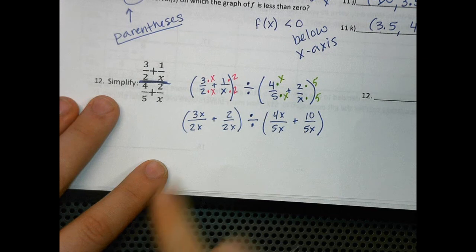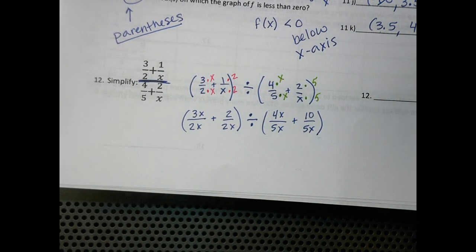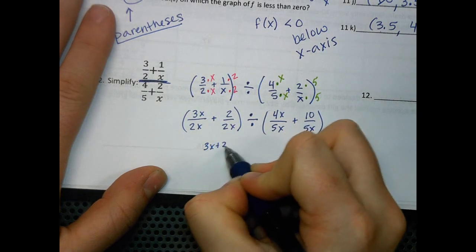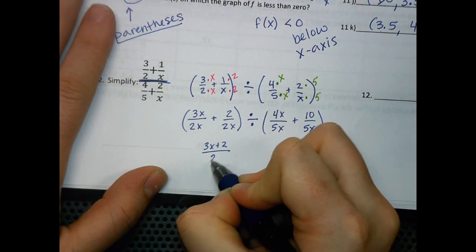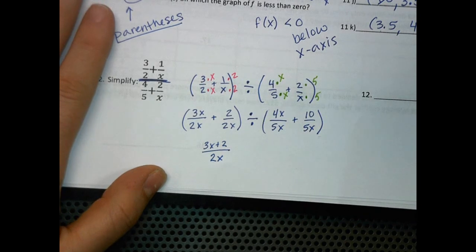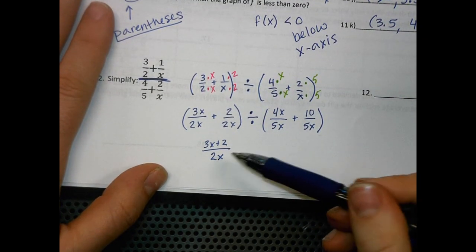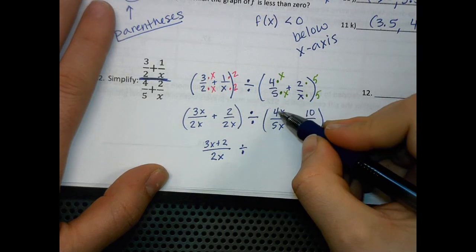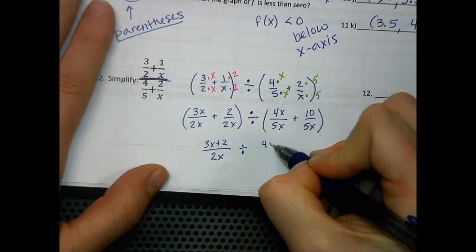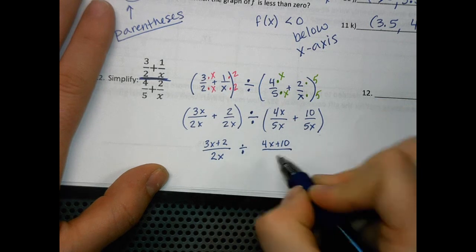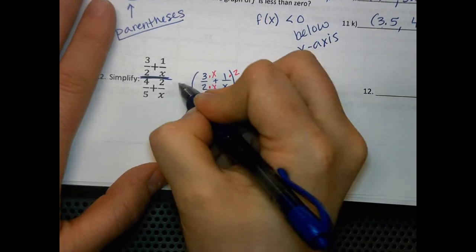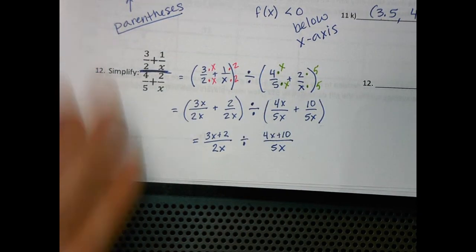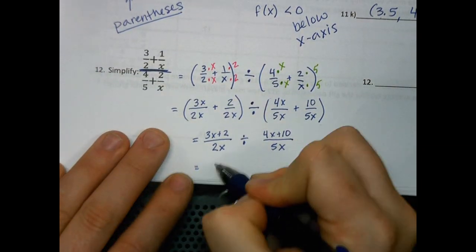Still need to do parentheses, right? So I'm going to add those together. 3x plus 2 over 2x. When you have a common denominator, you want to keep the denominator the same. Divided by 4x plus 10 over what? 5x. So I should be writing an equal sign as I go here because all of these rows are equivalent to each other. How do we divide fractions?